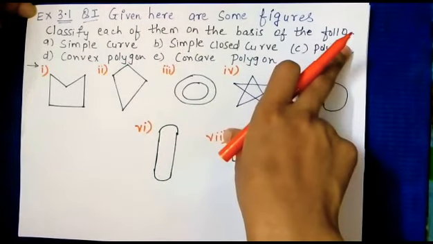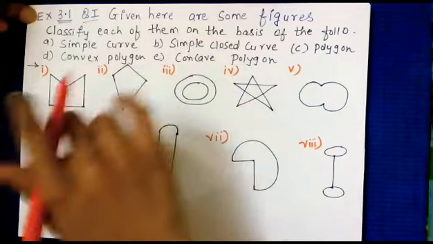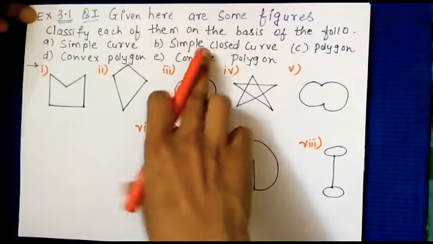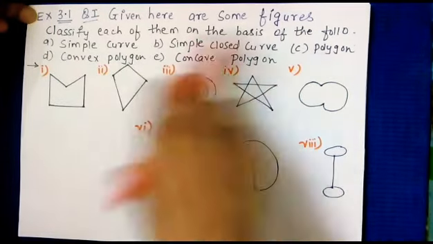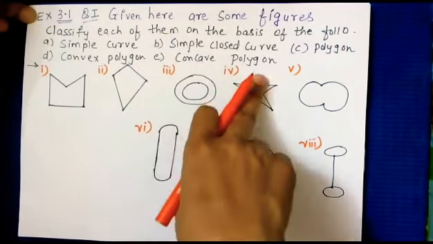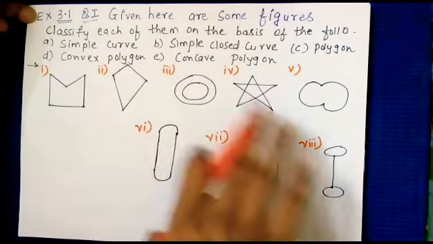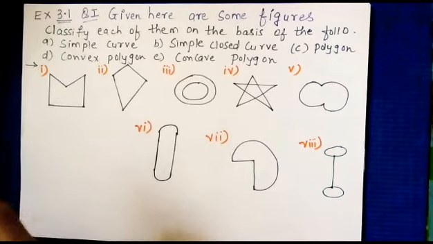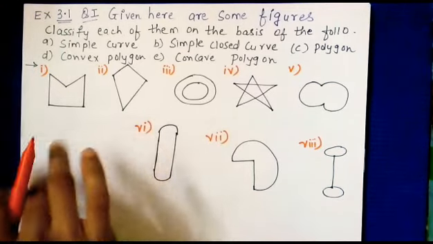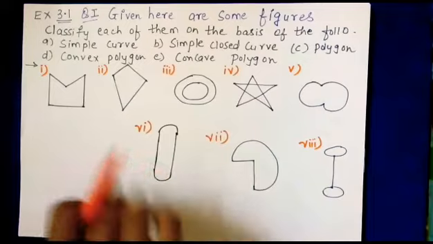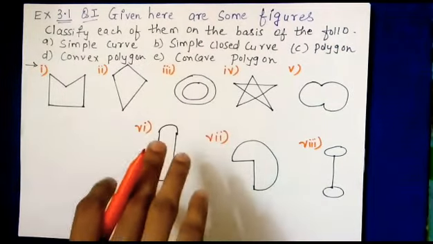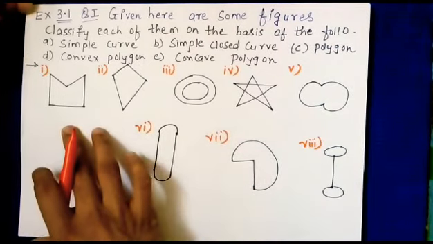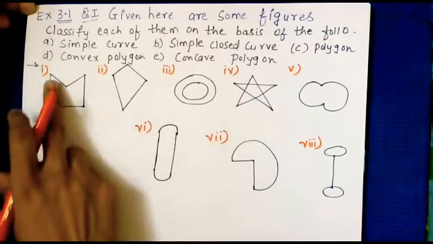Now you are going to classify these figures on the basis of, first is simple curve, simple closed curve, polygon, convex polygon and concave polygon. So you need to tell which one is simple curve, which one is simple closed curve, which one is polygon and which one is convex polygon or concave polygon. So we are going to classify. These are figures given to us. Let us start. Our first figure, as you can see, this is our first figure.